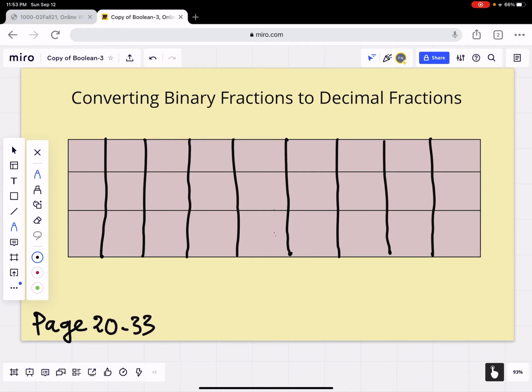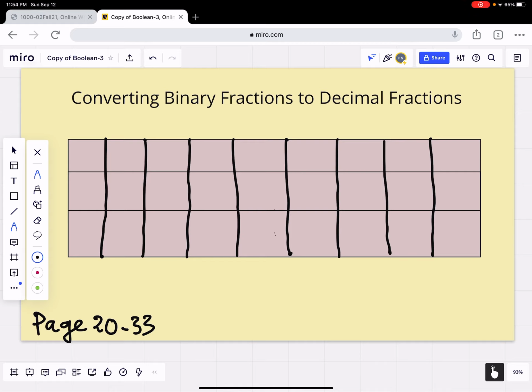Hello, everybody. So this week we're gonna talk about binary fractions, and we have to convert from binary fraction to decimal fraction. This is gonna be lesson number 3. Cover page 20 to 33 in your book. And so let's talk about binary fraction first.